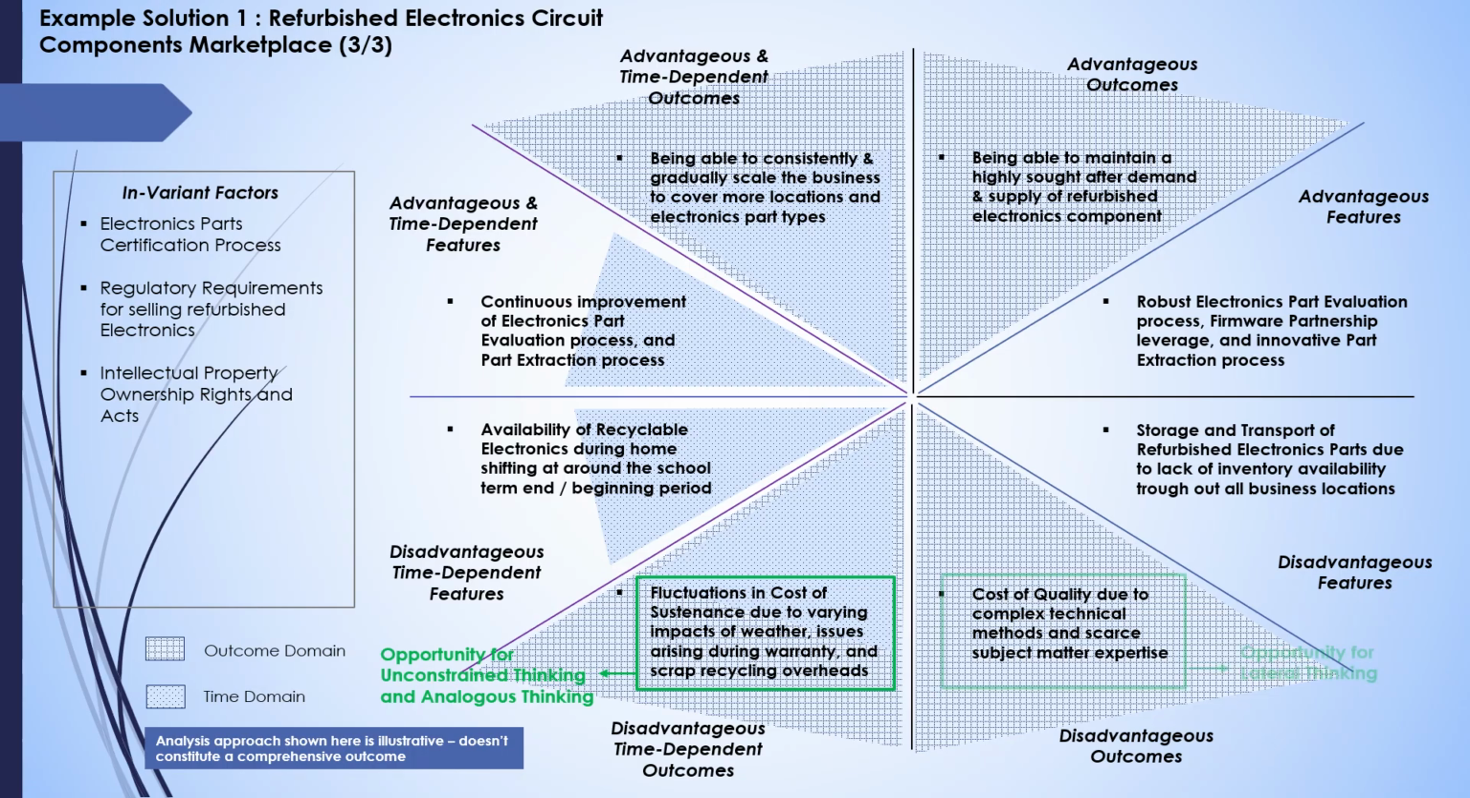Now look at the high cost of quality, driven by technical complexity and scarce expertise. This is a classic case for lateral thinking. The conventional response is to hire more experts or simplify the process, but lateral thinking asks, what if the expertise could be systematized? What if evaluation protocols could be codified, guided by intelligent tooling, so that the knowledge of a few becomes accessible to many? The cost of quality stops being a function of headcount and starts being a function of smart process design.